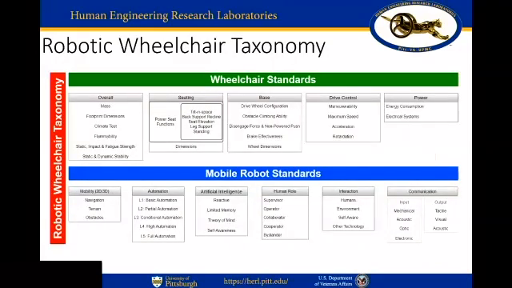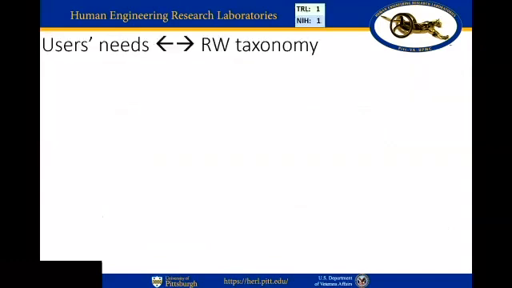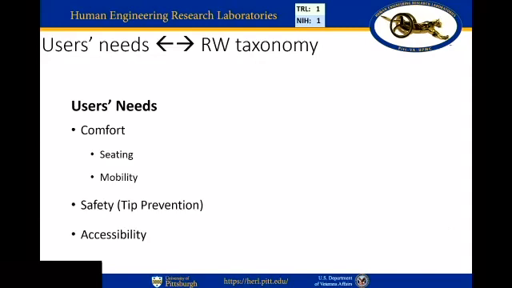So again, this is the robotic wheelchair taxonomy. We use the wheelchair standards, the ISO 17176, and also some of the mobile robot standards as well that Shiva just mentioned. So following these participatory designs, from the user's needs perspectives, what we gathered is that we wanted to address the comfort from the seating system, but also from the mobility portion of the wheelchair.